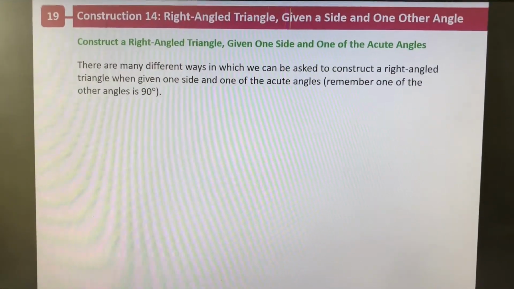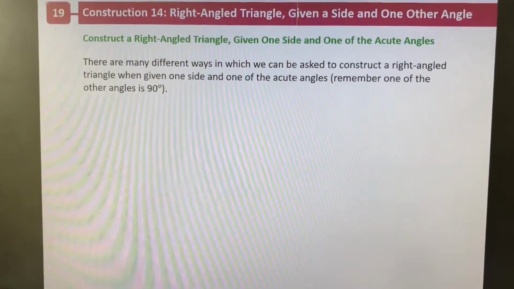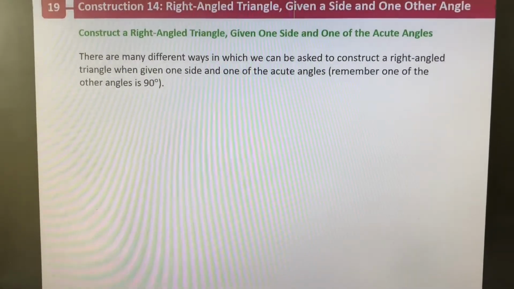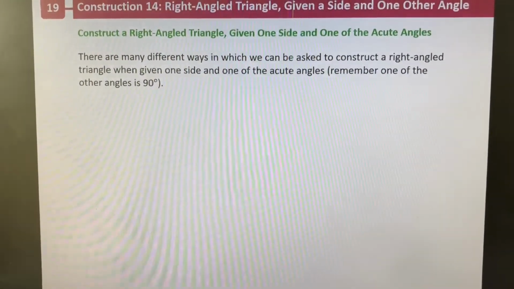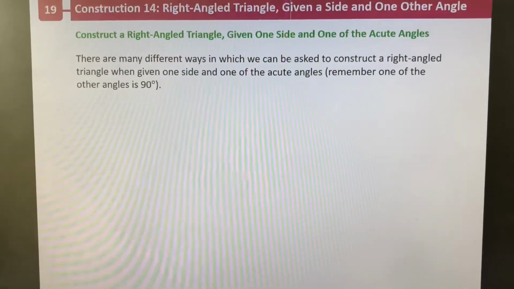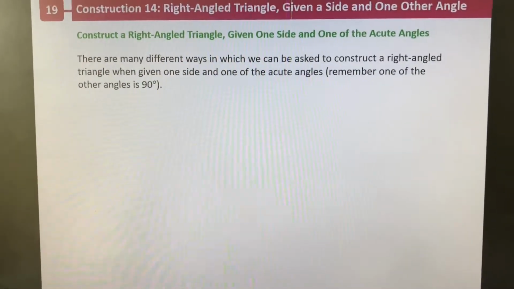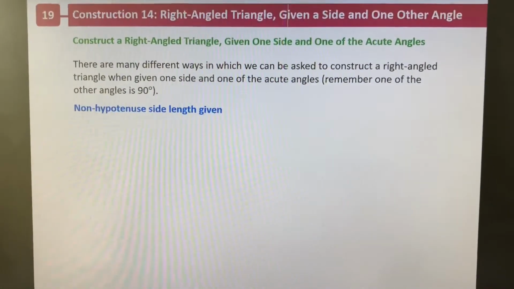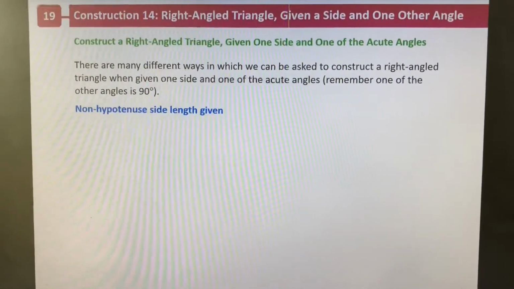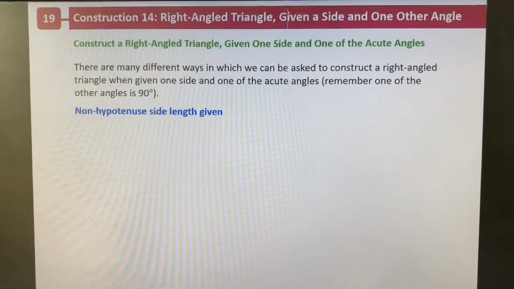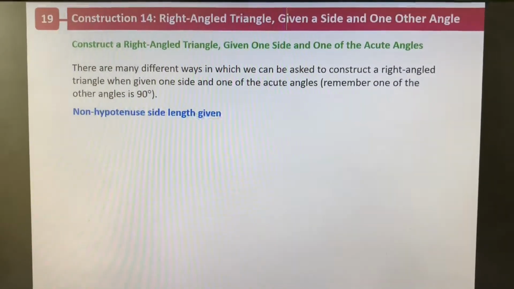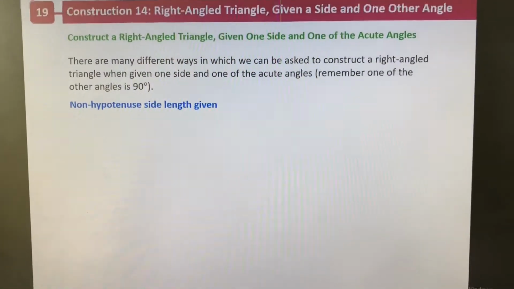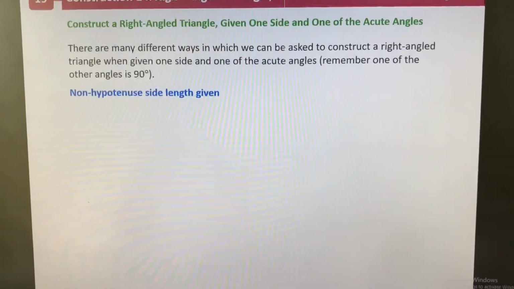This type of construction comes in 2 formats, depending on the side measurement that we've been given. So as you recall, we've only been told one side length. Now that means that the side length could be the hypotenuse, which we learnt in the last construction video meant the side that doesn't touch the right angle, it's opposite the right angle, or it might not be the hypotenuse, it could be one of the other sides. So we have 2 possible scenarios.